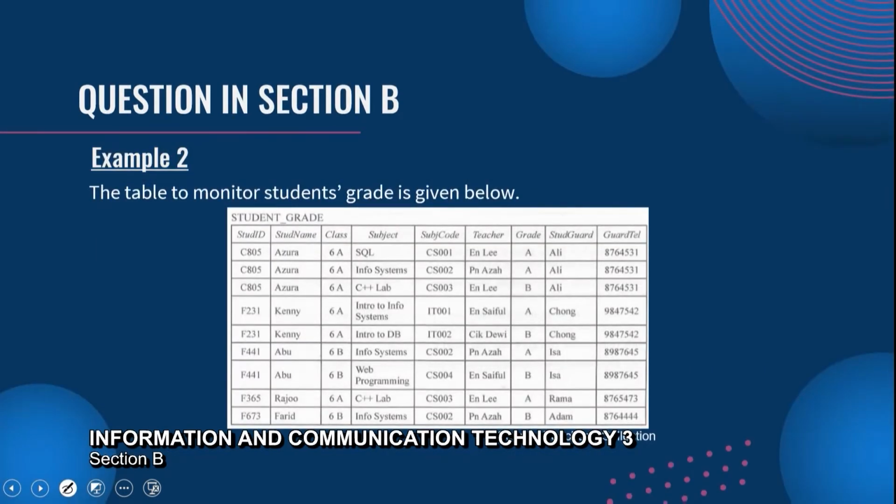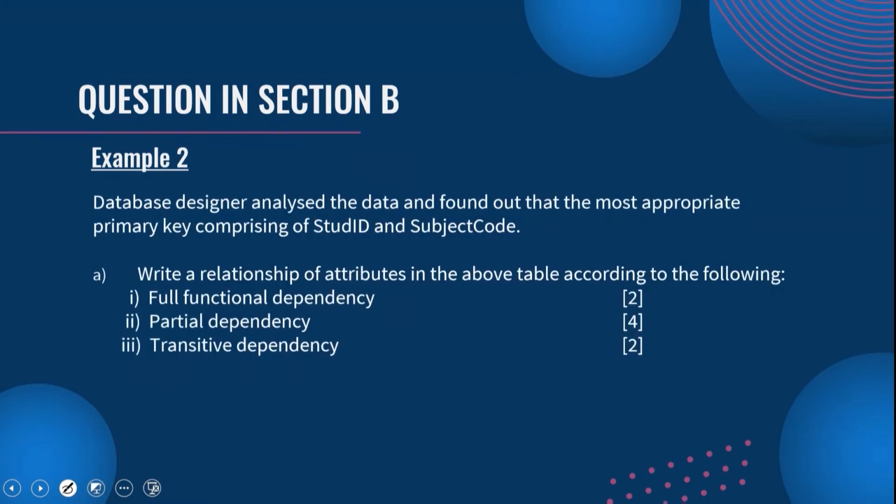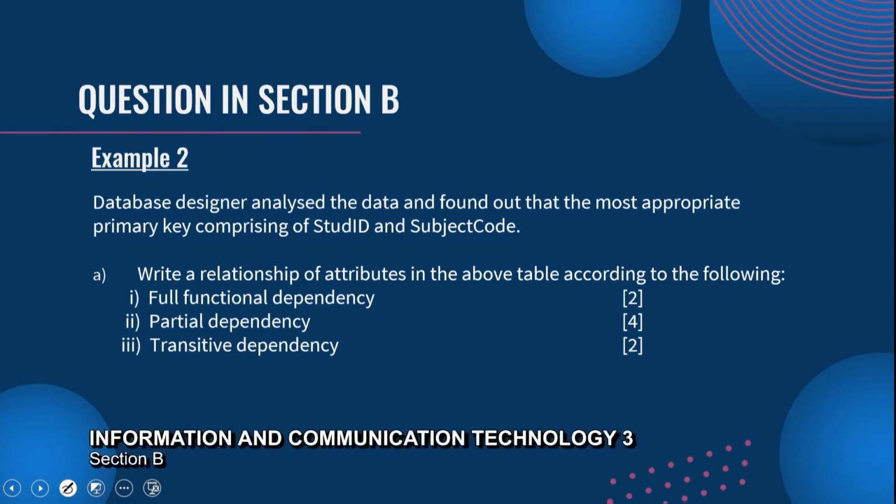Okay, let's look at this example. You are given a table and then you analyze the table. Repeating group means in one cell there must be only one data. If you have 2 or 3 data, it means repeating. So in this table, the database designer analyzed the data and found the most appropriate primary key comprising the student ID and subject code. So they give some information. And then the question asks for full functional dependency, partial functional dependency, and transitive dependency.